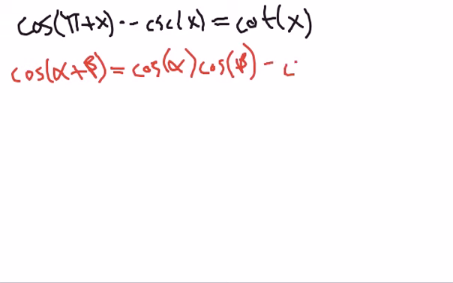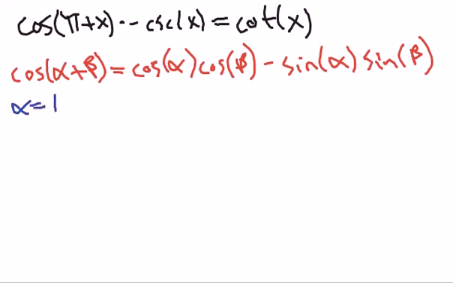minus sine of alpha times sine of beta. Again, where alpha and beta are any two angles. So here I'm going to let alpha equal the angle pi radians, or 180 degrees, and I'm going to let beta just equal the angle x. We're just trying to match it up with this formula, with pi being equal to alpha and x being the same thing as beta.